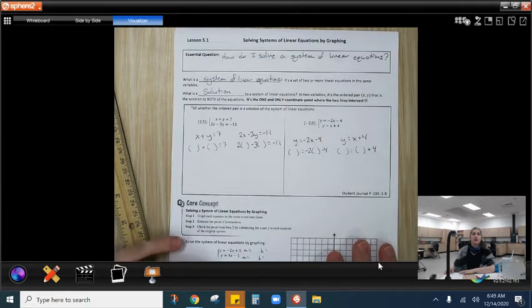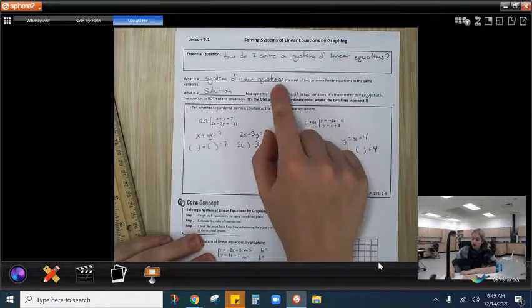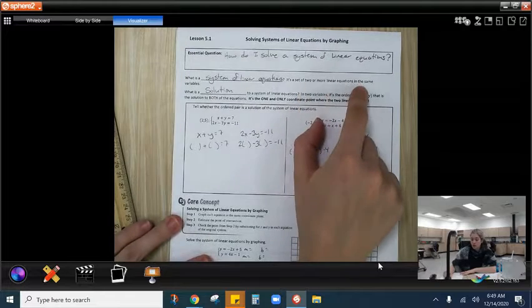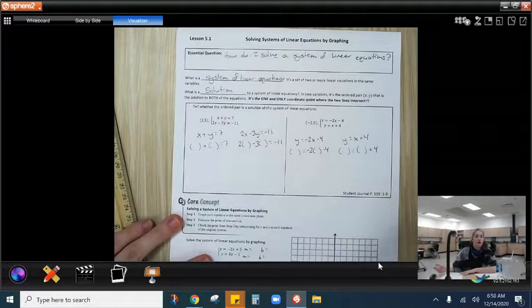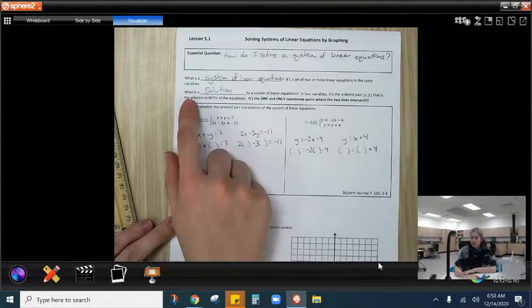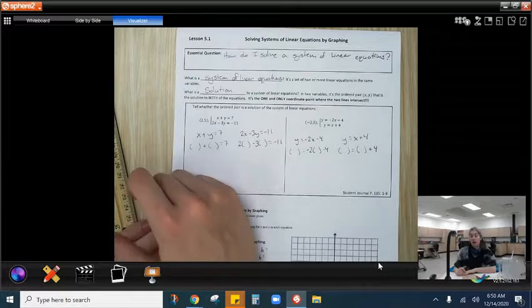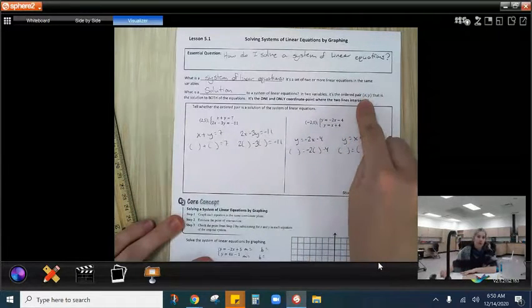Good morning, algebra. So we are starting chapter 5, which is all about systems of linear equations. And you might say, well, what is a system of linear equations? It's a set of two or more linear equations in the same variables, so x and y, or c and n, two of the same variables. A solution to a system of linear equations is an ordered pair. So if you're using x and y, then it's going to be a coordinate pair (x, y).